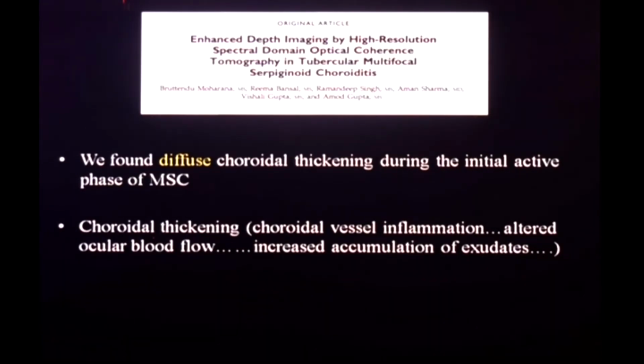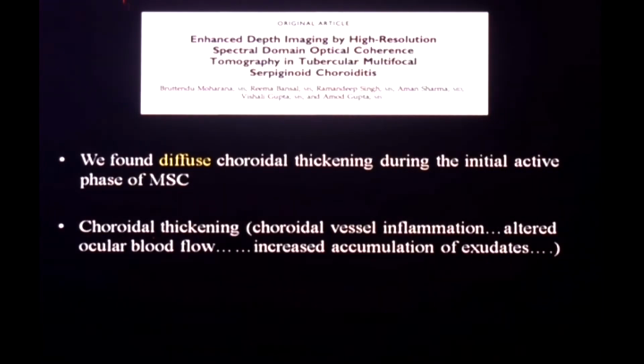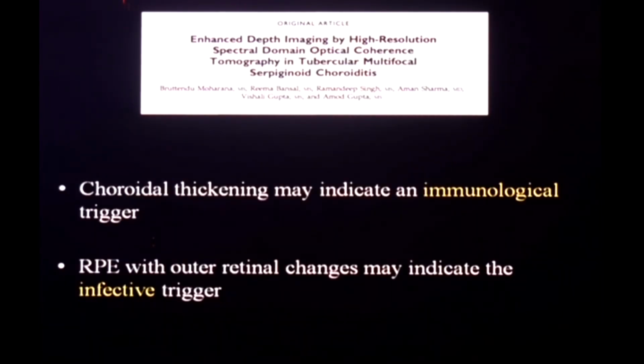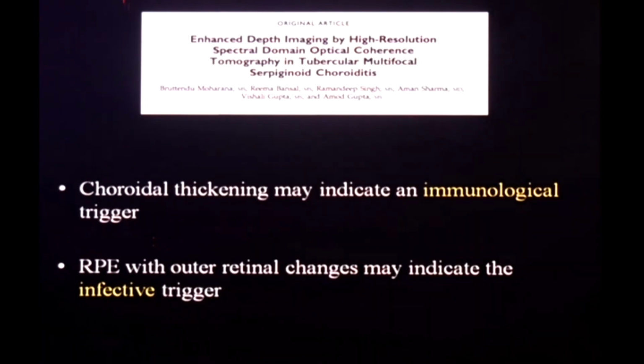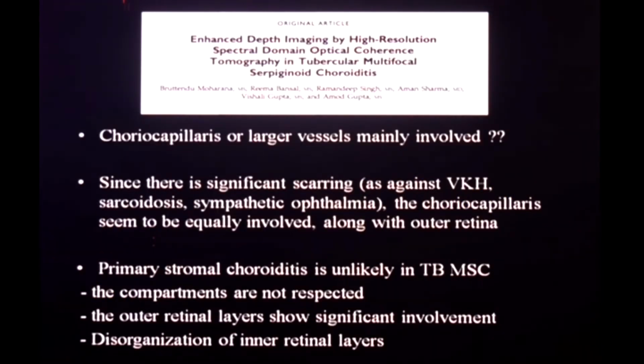Now, how does this choroidal thickening come about? Probably there is inflammation of the choroidal vessels, which leads to an altered ocular blood flow, and then there is an increased accumulation of the exudates. The choroidal thickening might indicate an immunological trigger, and the RPE with the outer retinal changes may indicate the infective trigger. Whether the choriocapillaris or the large vessels are mainly involved, we don't know which part.